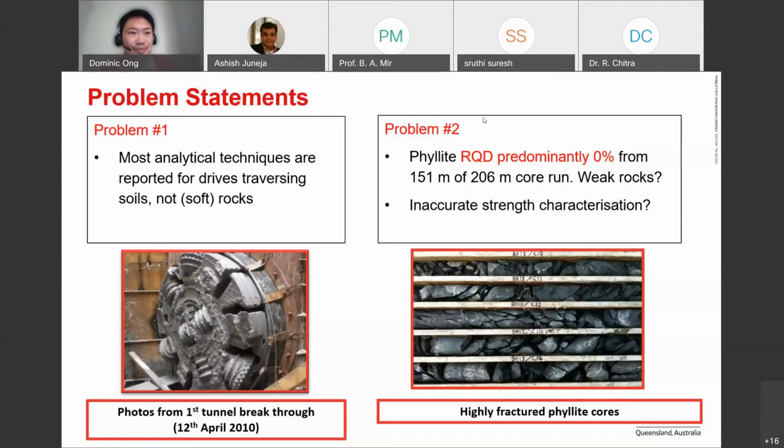The problem statement number 2: phyllite is predominantly having an RQD of 0. RQD is rock quality designation. So within one core run, you have RQD as 0. Out of 206 meters of core run coring through this phyllite material, we have 151 meters all recording RQD 0. As you can see in the bottom right figure, this rock mass has subvertical fissures, subvertical planes, bedding planes, and as you sink a borehole vertically down, cutting through all these subvertical veins or fissures, that's where your rock would actually break up, and then you will record RQD as 0.